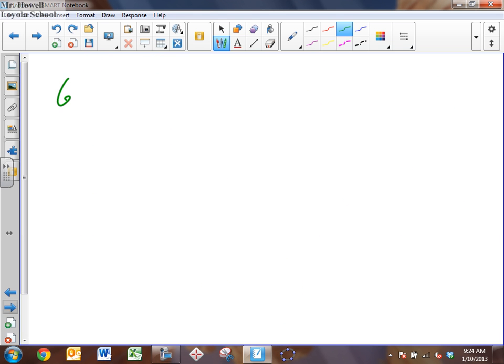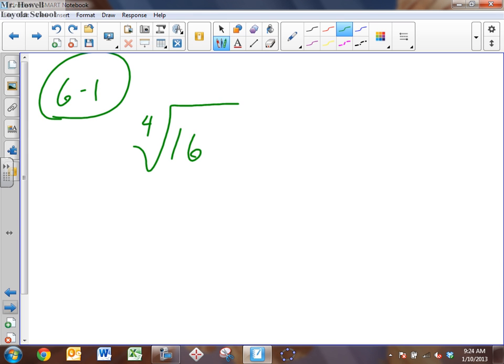Section 6.1. And this one we did as recently as yesterday. Okay? So, section 6.1, you should know how to do the following. You should know how to do any roots. So I'll give you examples. The fourth root of 16. What is the fourth root of 16? Anybody? What is it? 2. Good, because 2 times 2 times 2 times 2 is 16.